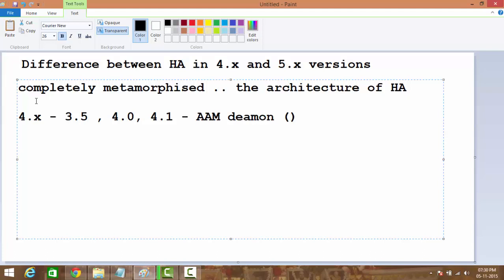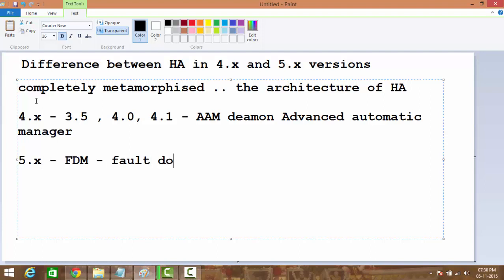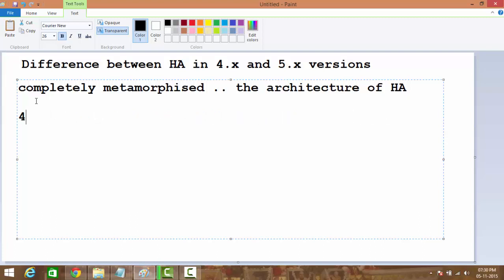Basically that was the carrier. It was the Advanced Automatic Manager. In 5.x it works on FDM, which is Fault Domain Manager, right? But does it change anything? Not really, right? So let's understand what basically 4.x is.